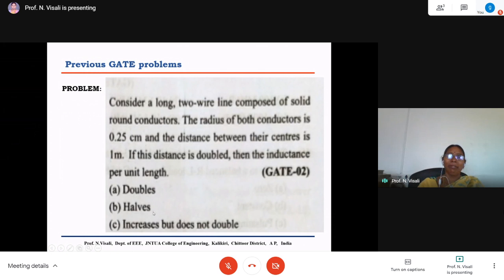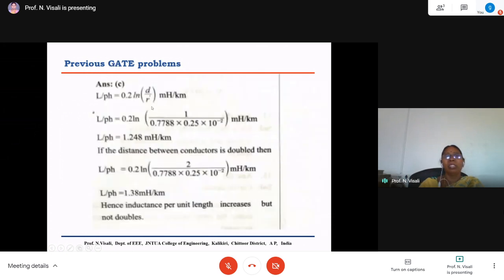So what will be the answer? Already you know the equation, 0.2 ln D by R dash. D is given as 1 meter, so they have taken 1, and R as 0.25. So inductance per phase is calculated in terms of millihenries per kilometer. If the distance between the conductors is doubled, then D becomes doubled. Then they have calculated the inductance.